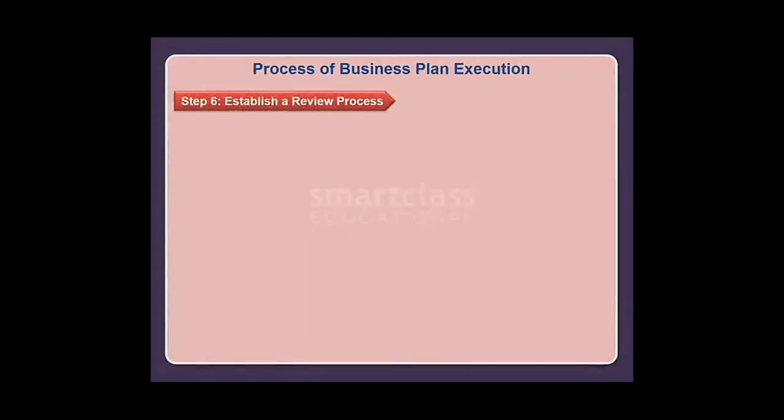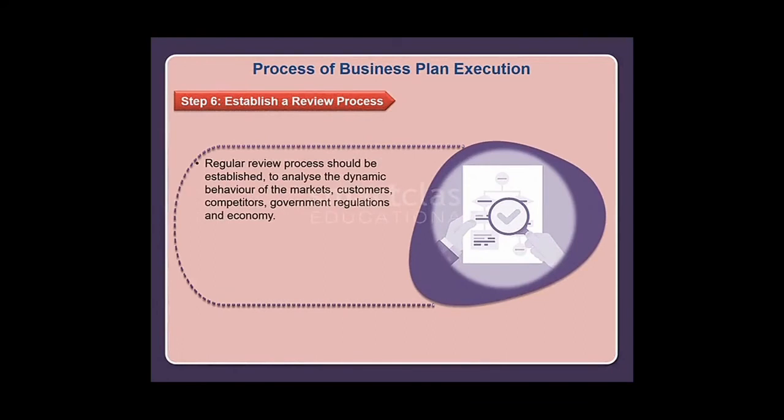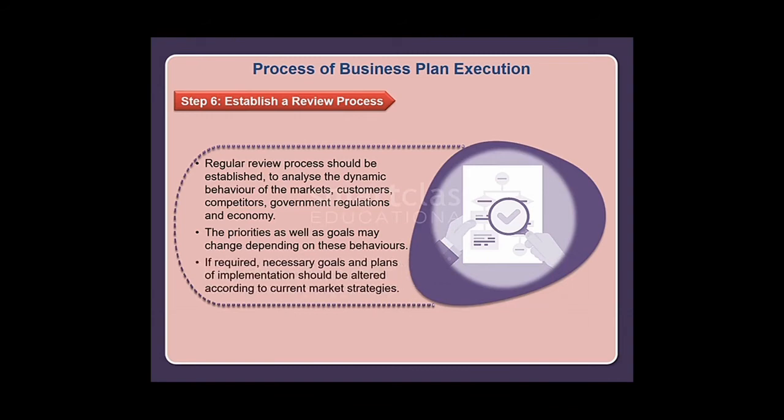Step 6. Establish a review process. Regular review process should be established to analyze the dynamic behavior of the markets, customers, competitors, government regulations, and economy. The priorities as well as goals may change depending on these behaviors. If required, necessary goals and plans of implementation should be altered according to current market strategies.